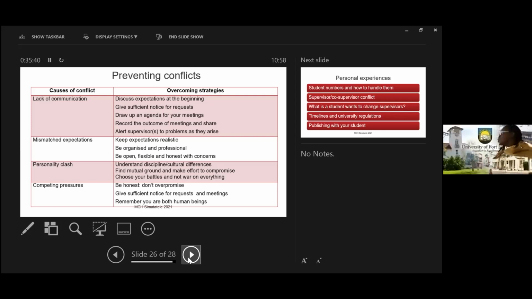Okay. And then you've got competing pressures, which again, I've already talked about. Be honest, compromise, but don't over-compromise. That's really important. Give sufficient notice for requests, and do remember you're both human, really. And I think sometimes maybe we think the students are more human than we are, in the sense that we can't make mistakes, but we can. We make mistakes, right? So as supervisors, we need to be conscious of that.